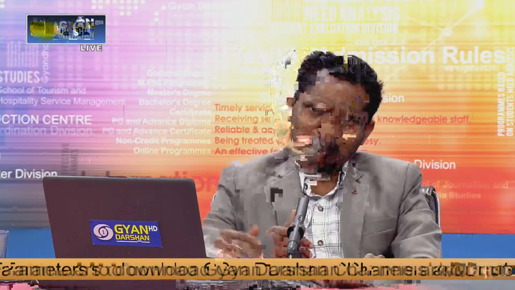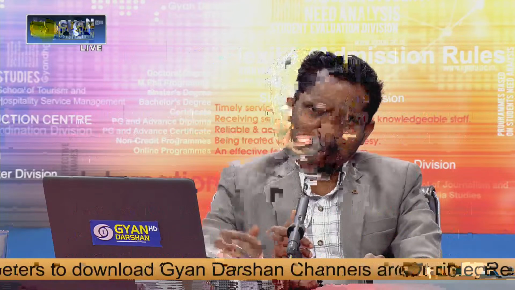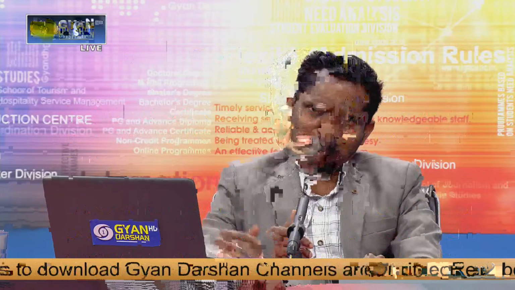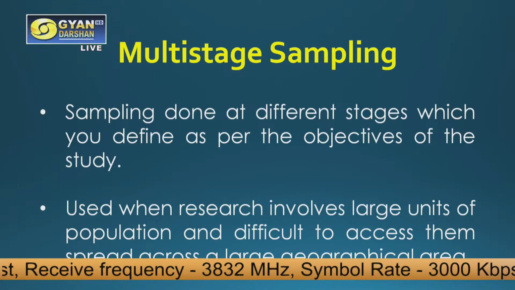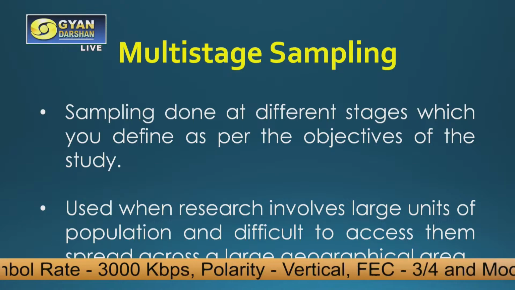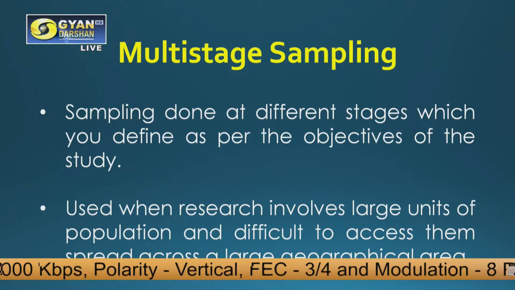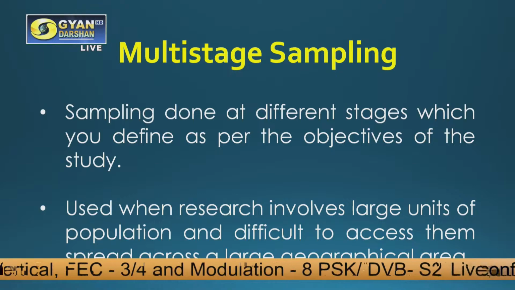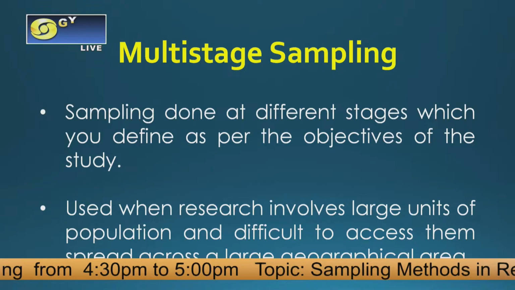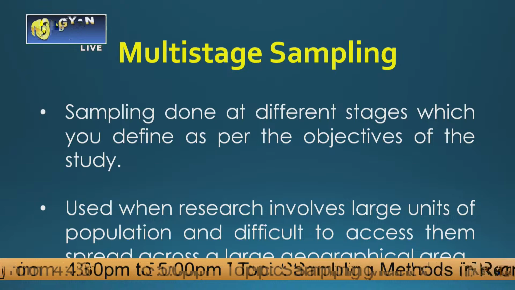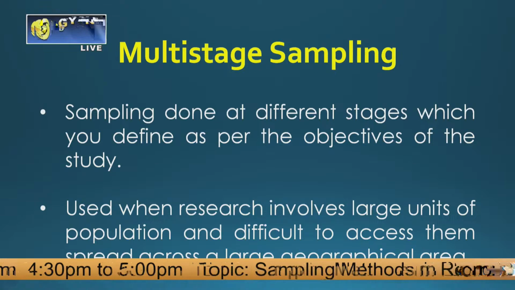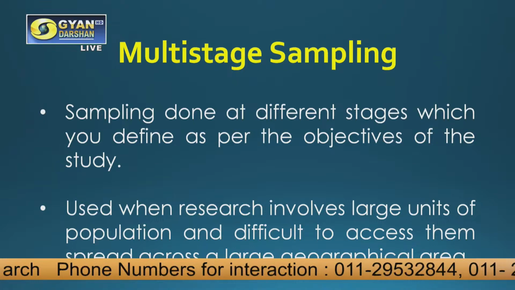It says sampling is done at different stages, which you define as per the objectives of the study. It is used when research involves large units of population that are difficult to access, spread across a large geographical area. If you do a country-wide research, we select the states first. That is one stage. Then select a couple of schools, like private, semi-private, urban. That is the third stage of sampling coming in. So the samples are selected at different stages, and if that is the case, we call it multi-stage sampling. These are the major probability sampling methods.